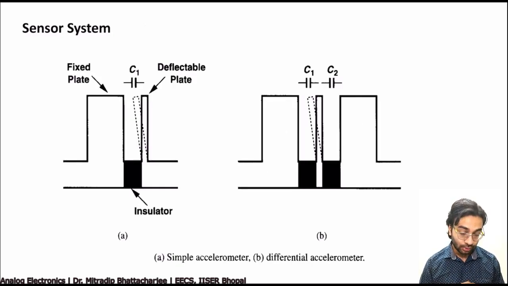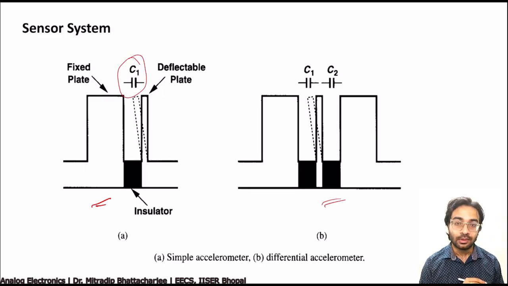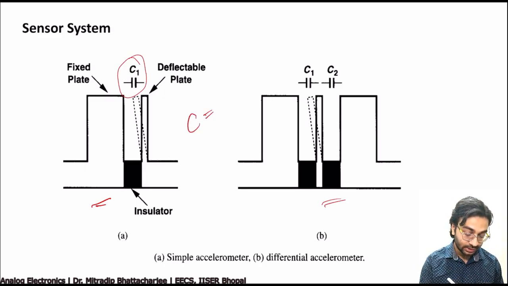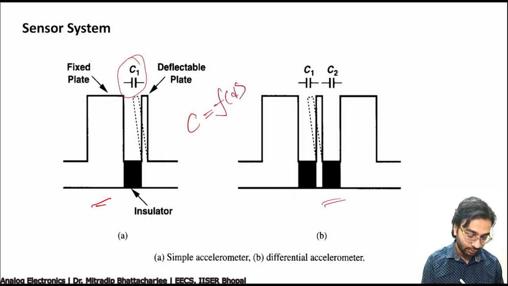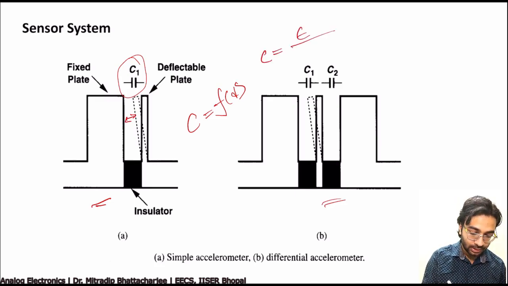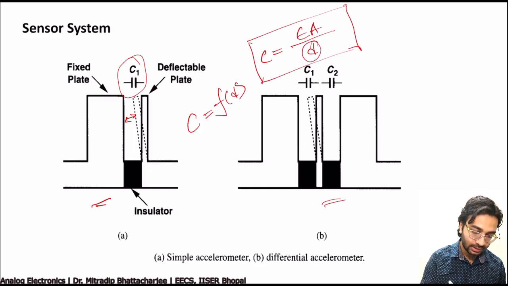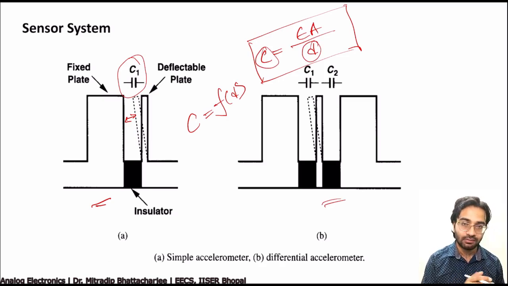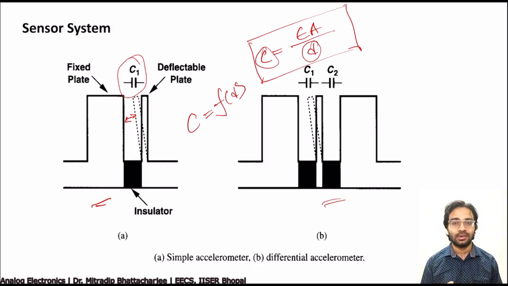Then in sensor systems I have shown you two examples of accelerometer. One is a simple accelerometer, another one is a differential accelerometer, wherein the capacitance was taken as the parameter, and I have shown you that capacitance is a function of distance. If the distance reduces, the capacitance will be higher. Actually capacitance is epsilon A by D. This is the relation between capacitance and distance. So if D is less, C will be higher. That's why, based on the deflection, you'll get to know what the acceleration is. As the system is accelerating, this will start deflecting. So from that deflection you can calibrate the acceleration, and then you can use this sensor for different purposes.